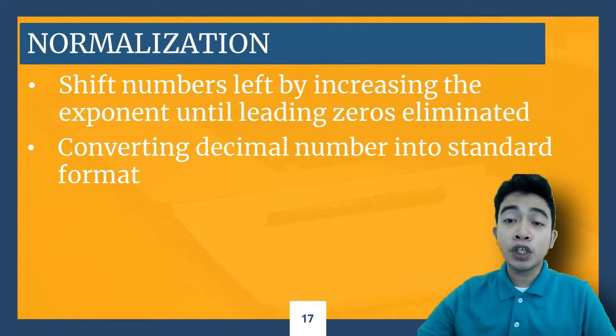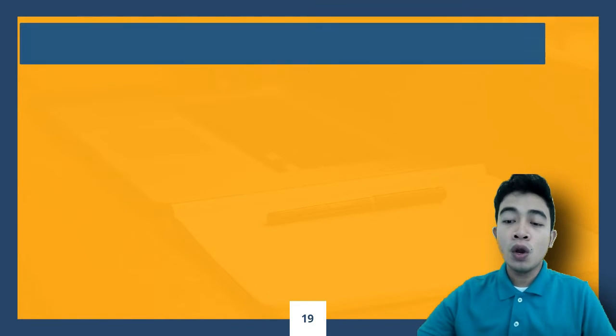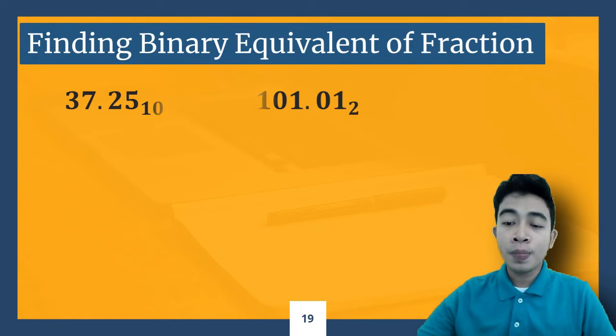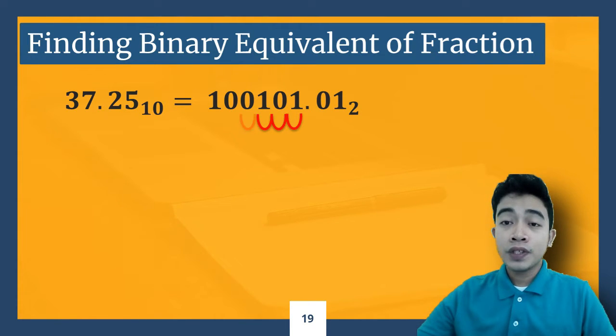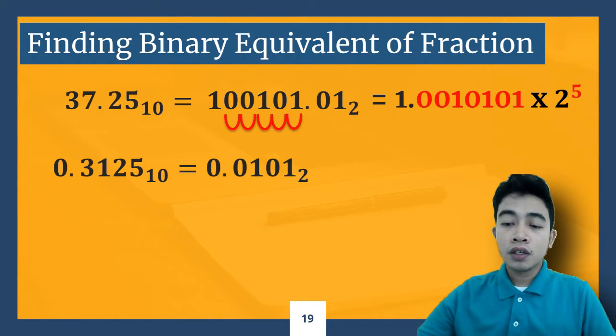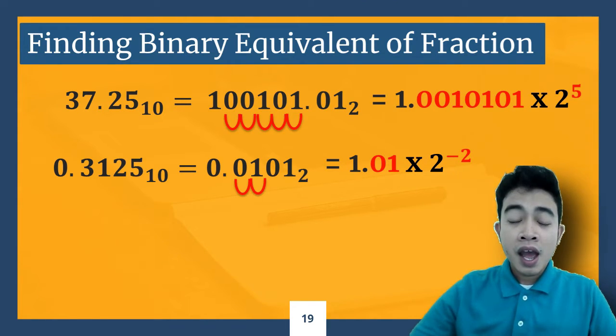In 37.25 equals 100101.01, we need to move the radix point 5 times. So the radix point is near the first bit 1. So when we normalize 37.25, the answer is 1.0010101. After normalizing, the number now has a different mantissa and exponent.